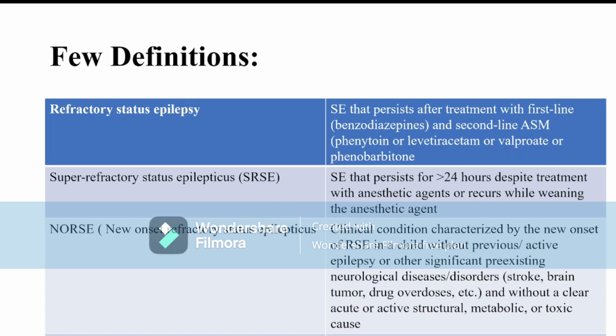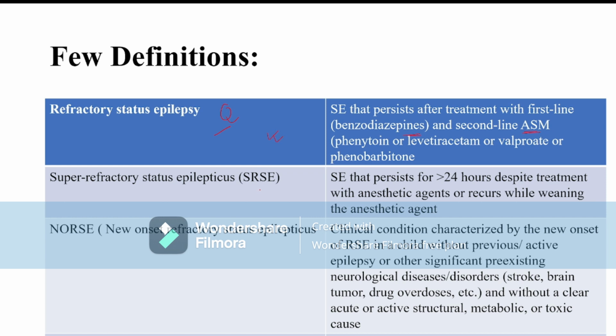Now coming to a few definitions which I described earlier. So what do you mean by refractory status epilepticus? This is all in the MCQ, the definition. If the patient is having status epilepticus after treatment with first line benzodiazepines and second line anti-epileptic drugs like phenobarbital, levetiracetam or valproate, we call the patient as suffering from refractory status epilepticus.